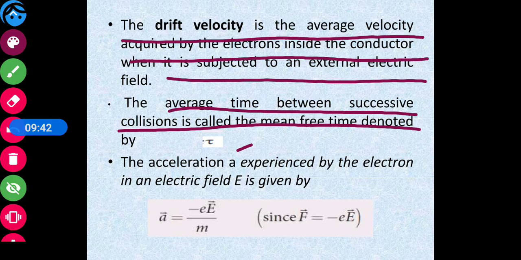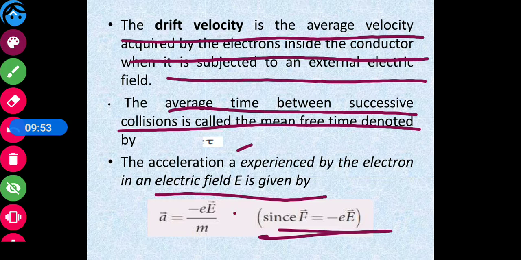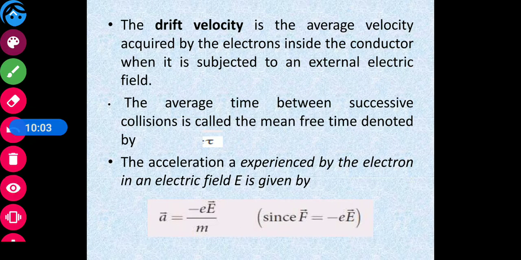So acceleration is produced in an electric field E, given by a = F/m. You know that F is equal to ma, so a is equal to F upon m. F is equal to minus eE, because the charged electron is moving in an electric field E. So the force is minus eE, and acceleration will be a is equal to minus eE upon m.